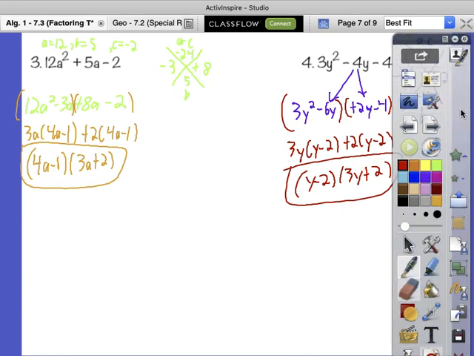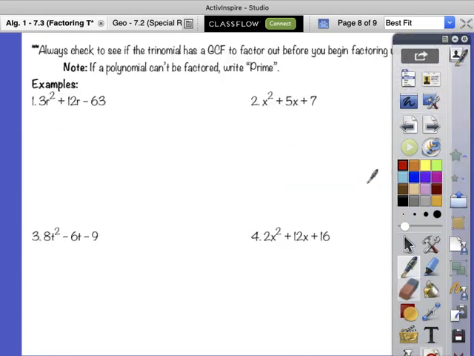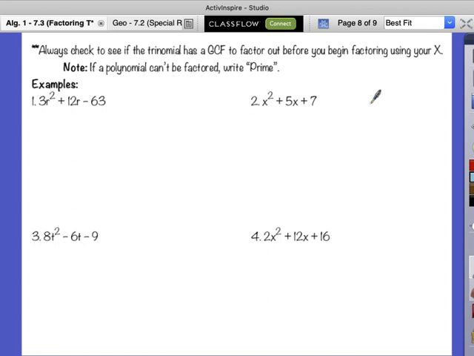Question on this one, guys? Okay. Now, we aren't going to do all 6 of these examples today, don't worry. Okay, accidentally deleted. Command Z. So, we always want to check to see if the trinomial has a GCF to factor out before you begin factoring. Do you remember, guys, factoring out the GCF in our first section, 7.1? We always want to check for that before we factor. That'll make our life easier, okay? Note, if a polynomial can't be factored, it's prime. We'll have some that can't be factored, okay?